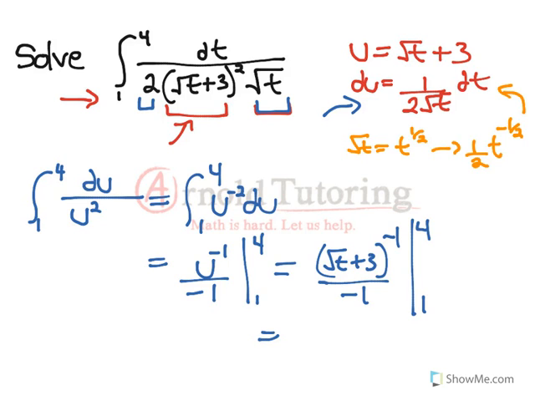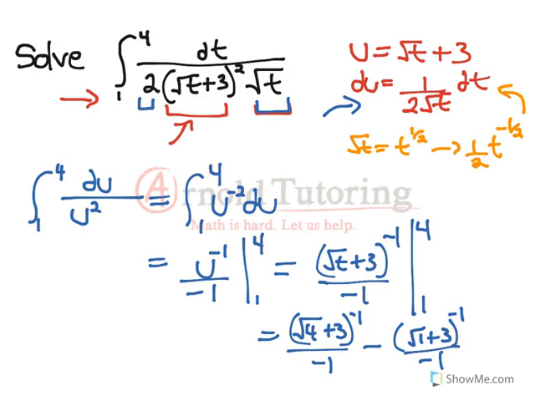Now we just substitute. So we have root 4 plus 3 to the negative 1 over negative 1 minus root 1 plus 3 to the negative 1 over negative 1. I'll finish it over here. Root 4 is 2, plus 3 is 5. To the negative 1 means the 5 goes to the bottom, so this is negative 1 over 5. Minus root 1 is 1, plus 3 is 4. So minus negative 1 over 4.